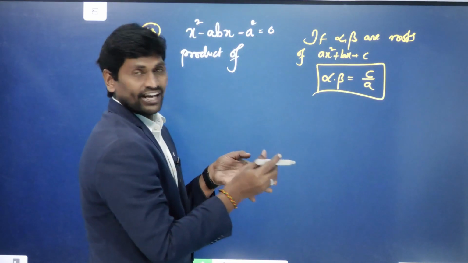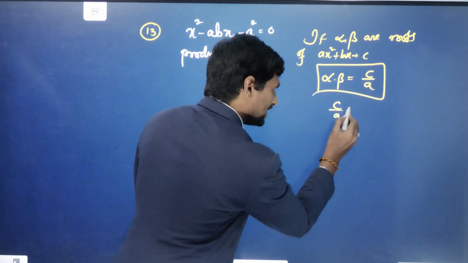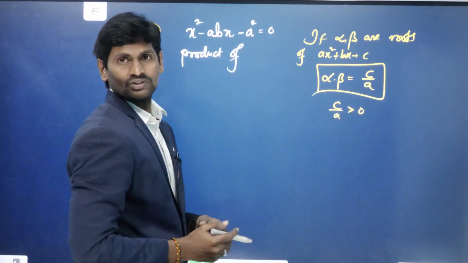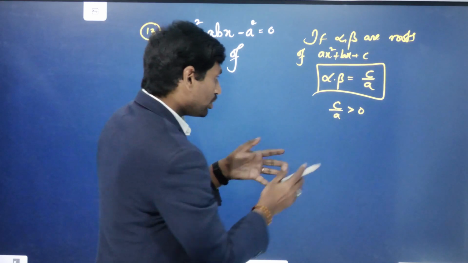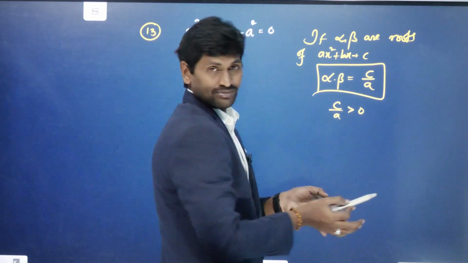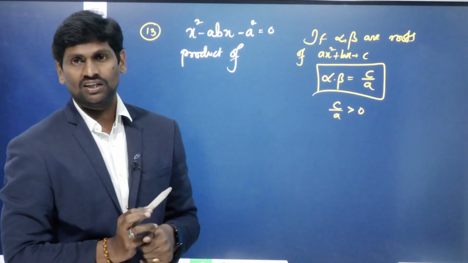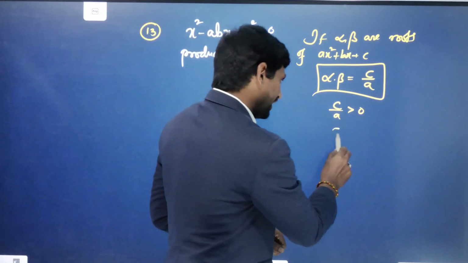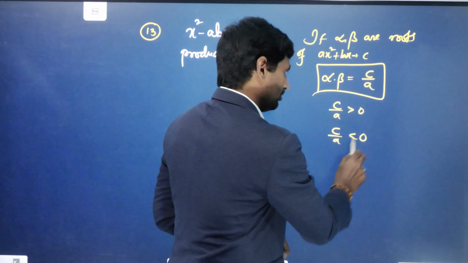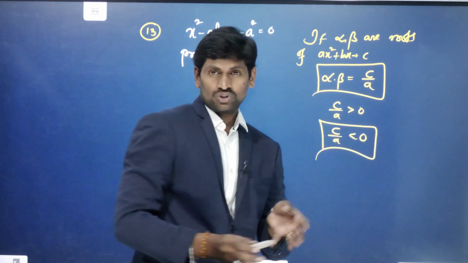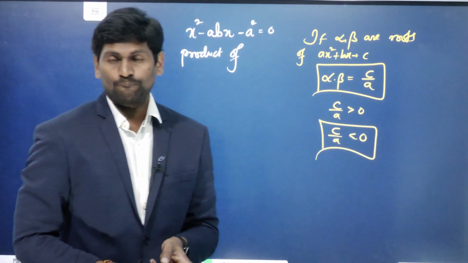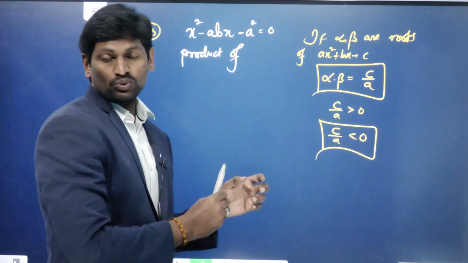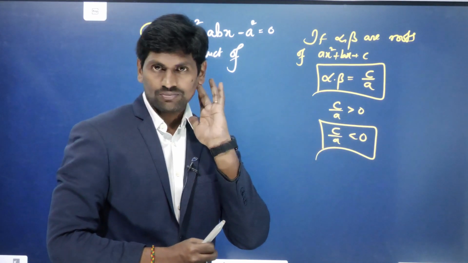If the c by a value is greater than 0, then both roots have the same sign. That means both are positive or both are negative. If the c by a value is lesser than 0, then the roots have opposite signs. If one root is positive, the second root will definitely be negative.